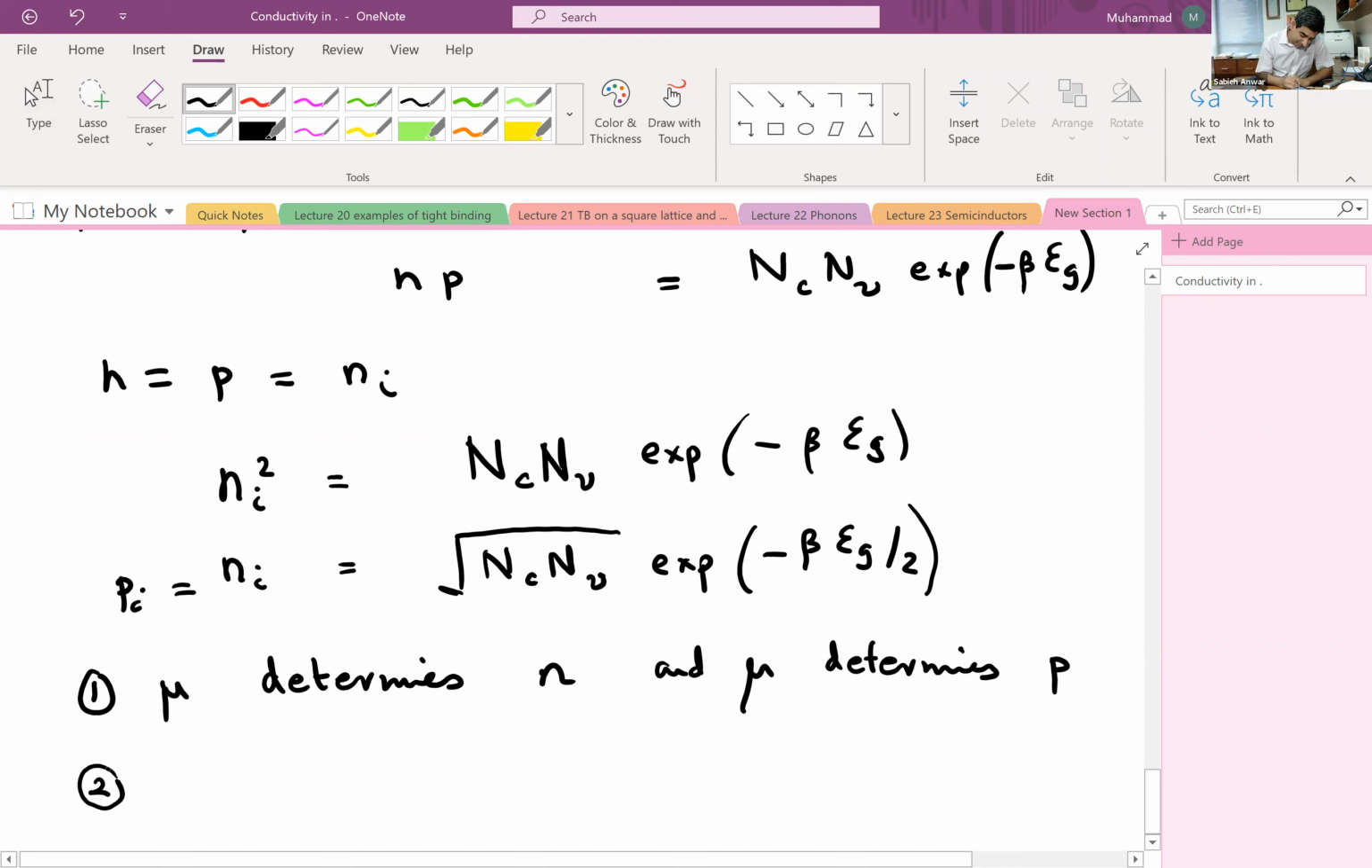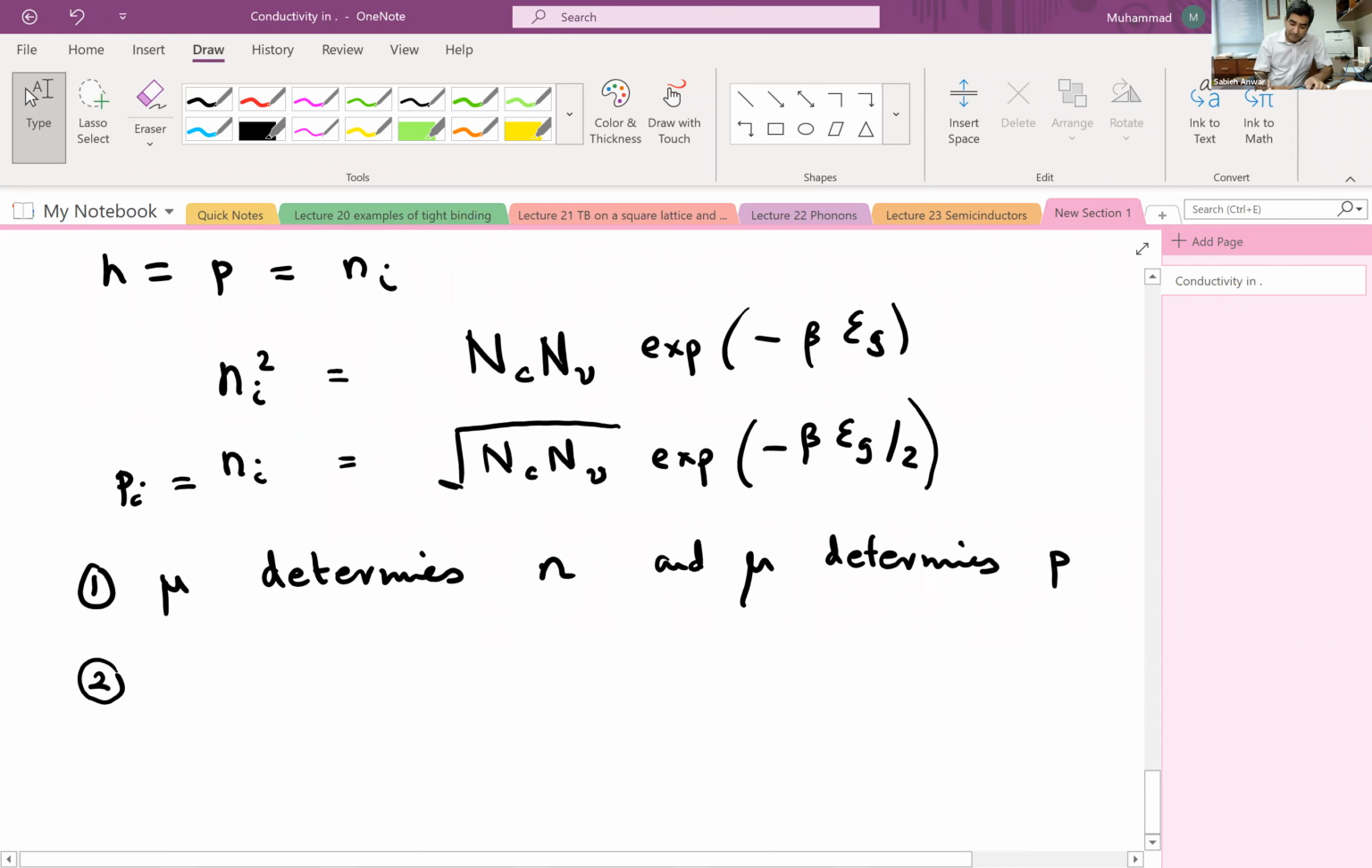Number two, if I were to take an electron from a semiconductor material, any semiconductor, intrinsic or extrinsic, and ionize it, which means I take the electron and make its potential go to 0, which means I strip out the electron from the semiconductor, the energy required for that process is called the work function.